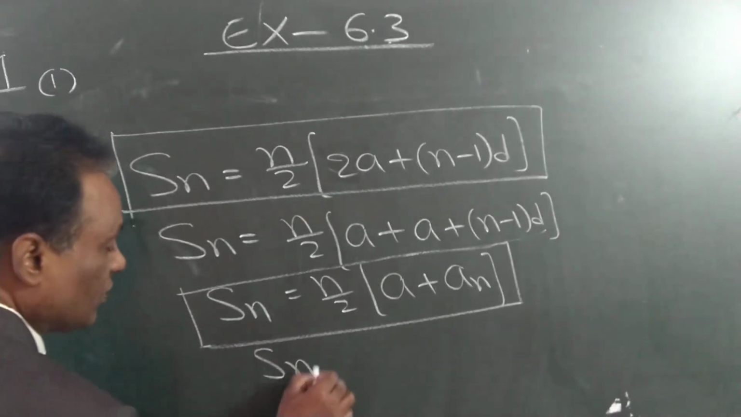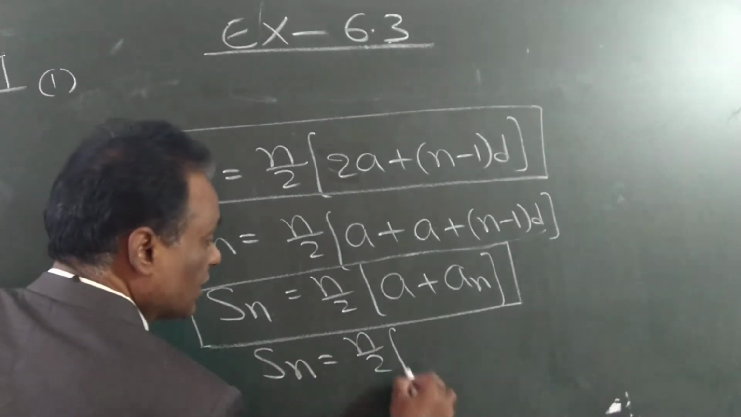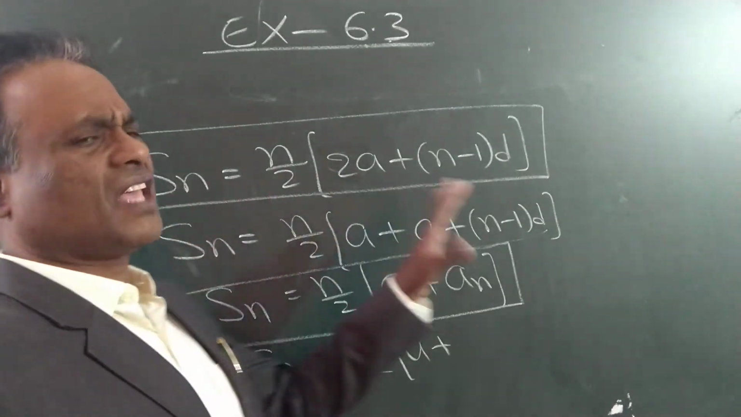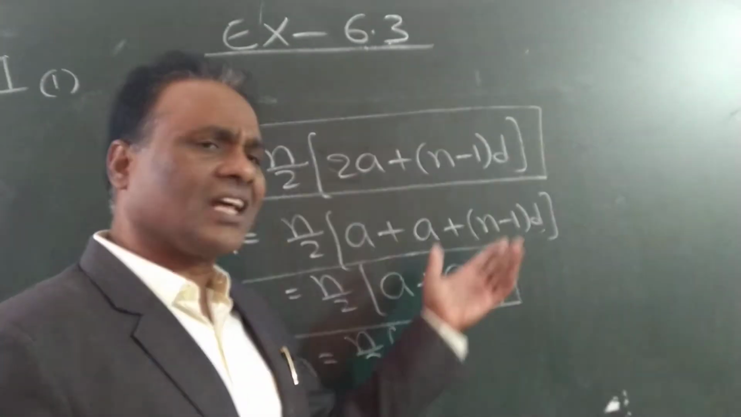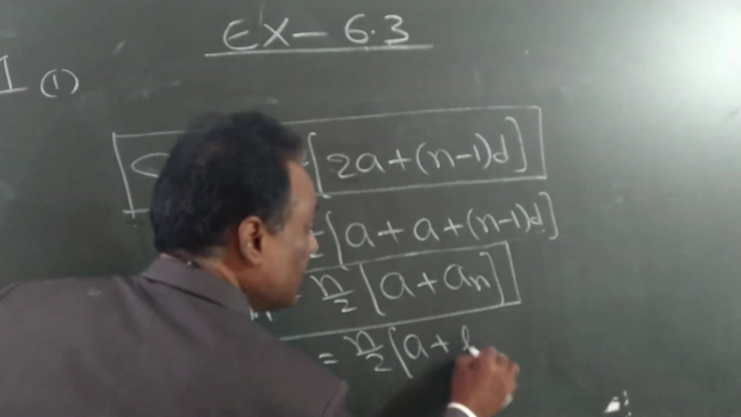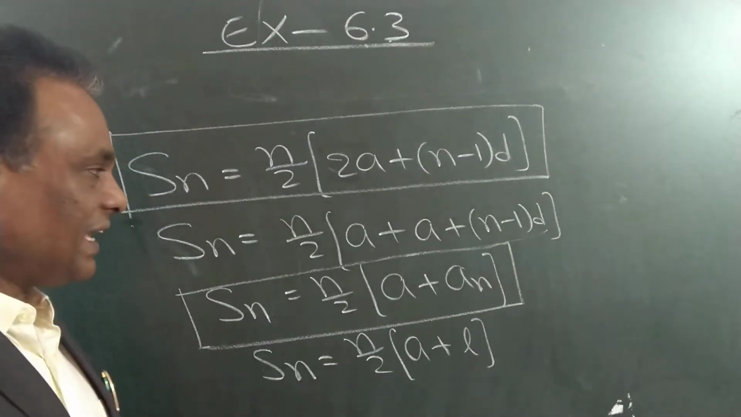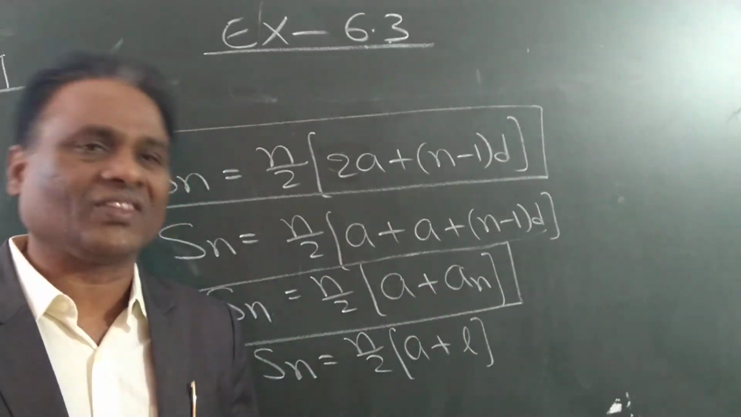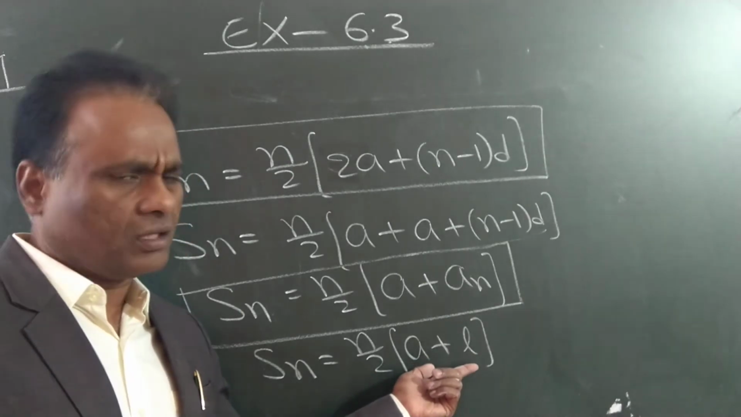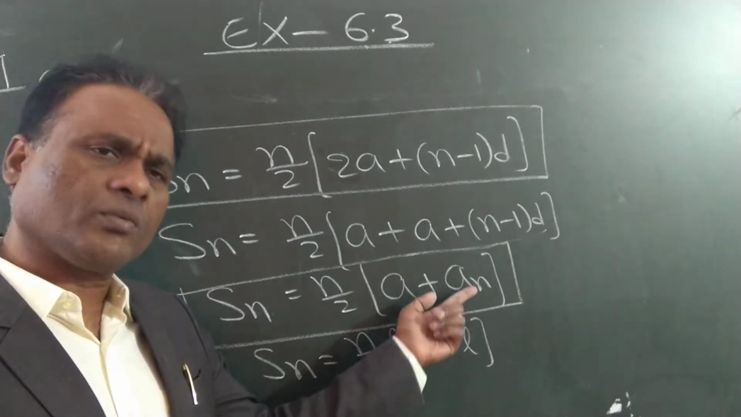Sometimes this nth term is also called the last term. Suppose a series has only n terms, the nth term is nothing but the last term. So sometimes we use the symbol L also for the last term. Nth term or last term, both are the same. So you can use L also, an also, both are the same.